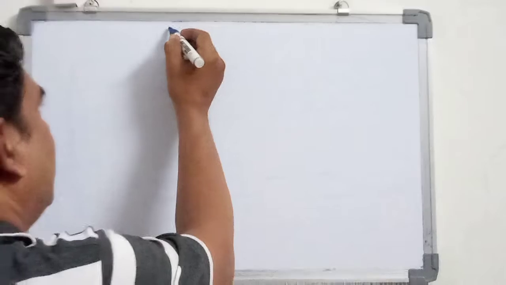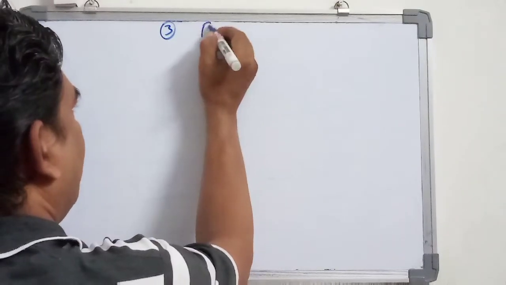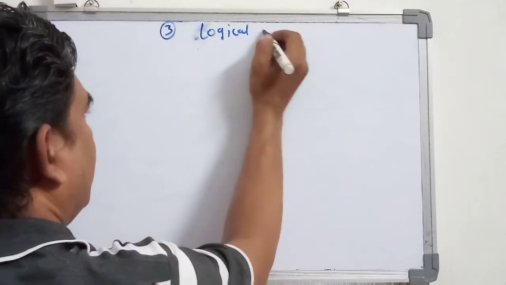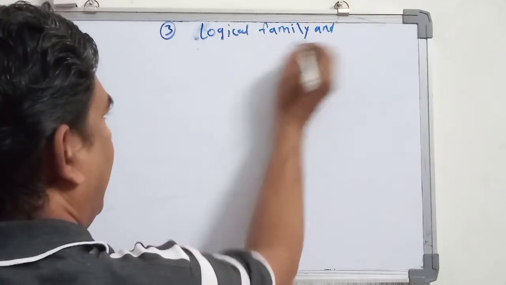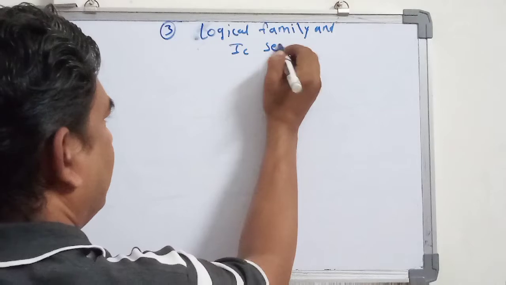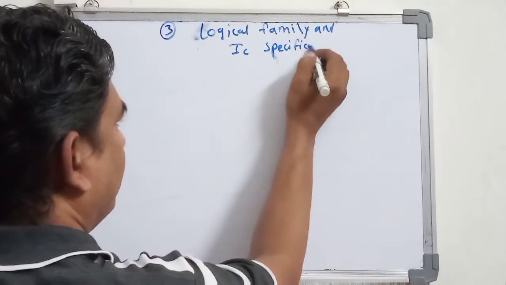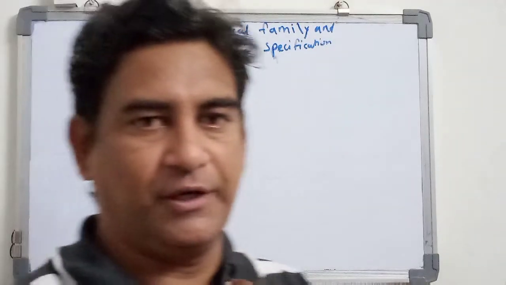Hello students, today we are going to start the topic of logic family and IC specification. It is the third topic of digital electronics. Okay, so the logic family and IC specification. This is our third topic of digital electronics.